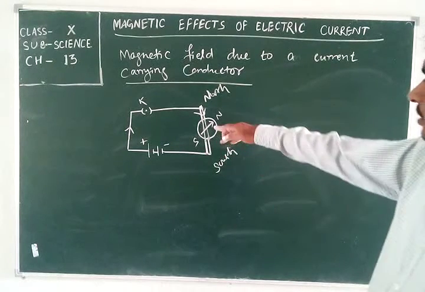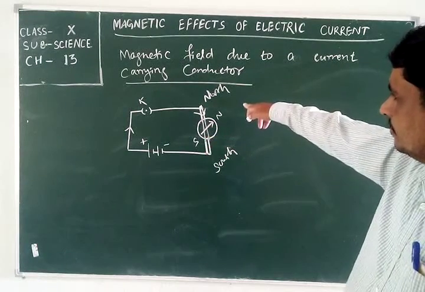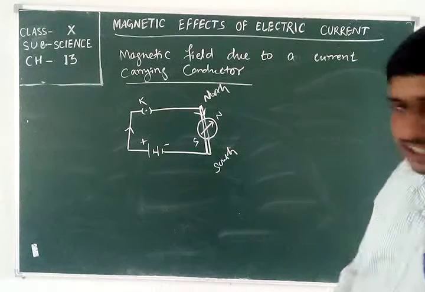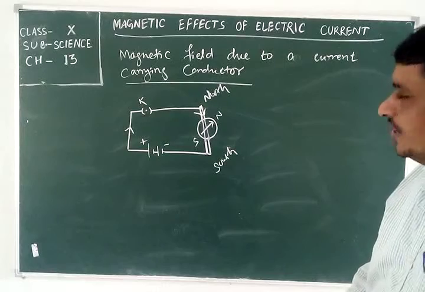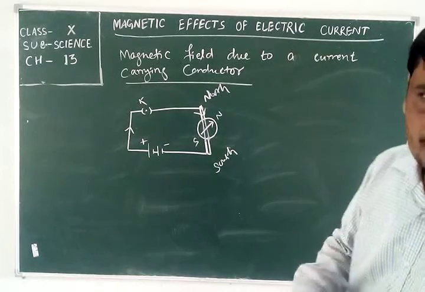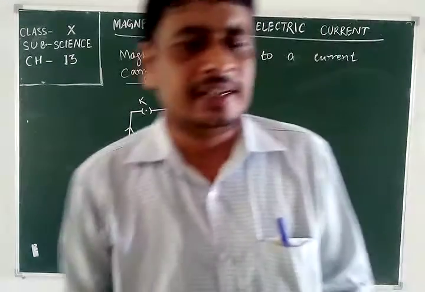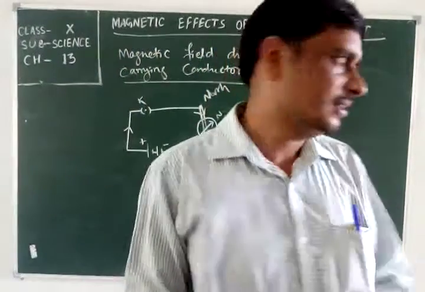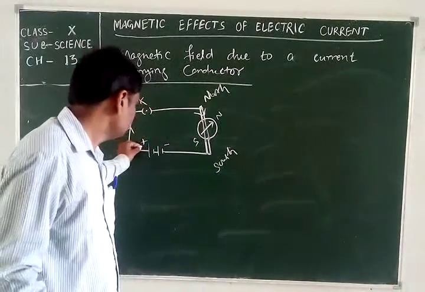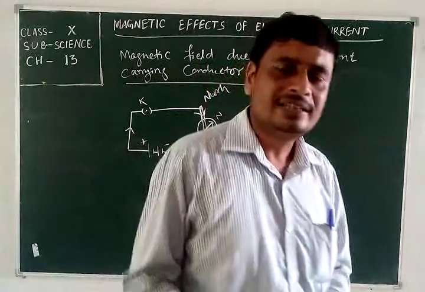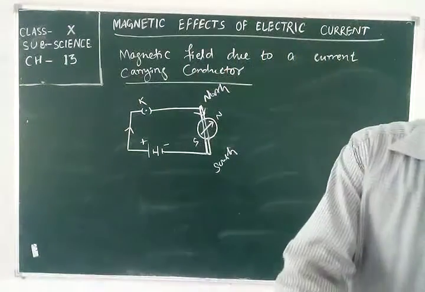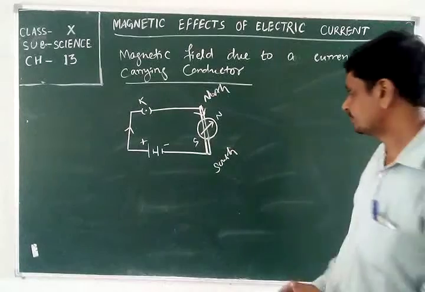Here, the current is flowing from north to south in that conductor. Then the deflection of the compass needle is observed. Now, replace the cell connection. Like this one is positive, this one is negative. We have to change the terminals of this battery. What will happen?